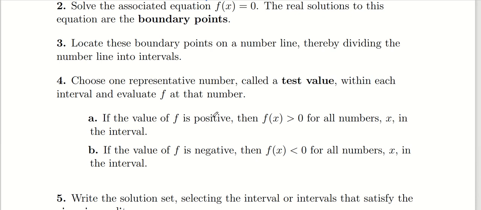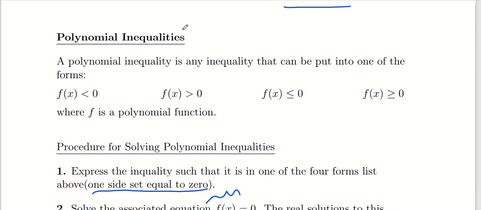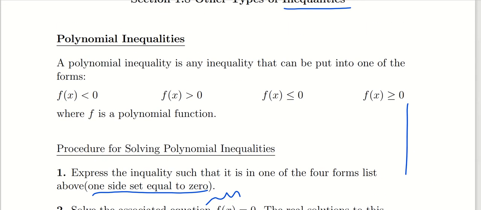If the value of f is positive at a test point, then the function f of x will be positive for all values of x in that interval. If the value of f is negative, then f of x will be less than 0 for all values of x in the interval. The reason why this test works is one of the things that we know about the graph of a polynomial function is that polynomials are continuous functions. And we said that continuity, even though we didn't focus on it too much, the intuitive idea behind continuity is that you're able to graph the function without lifting your pencil off the paper.